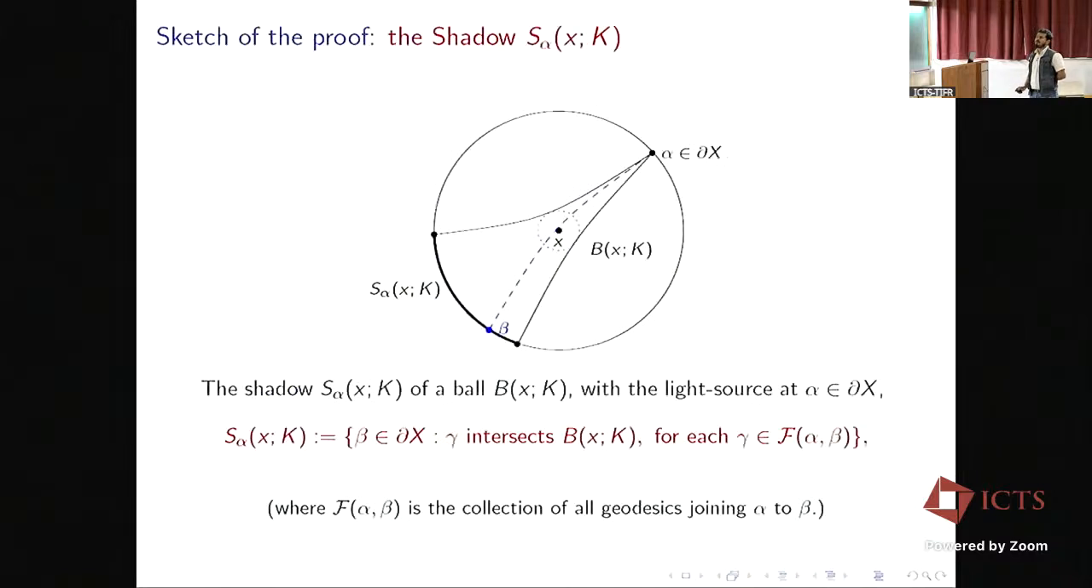So what we did here is we looked at the shadow. We are assuming that we have a WPD element, and in terms of that, the shadow is nothing but this: you take a light source here, you take a ball here, and you look at all the geodesics that are emanating from alpha passing through the ball. So they will end up here. This is the shadow of this ball with the light source at alpha. This is the definition of shadow, and F alpha beta is the collection of all geodesics joining alpha to beta.